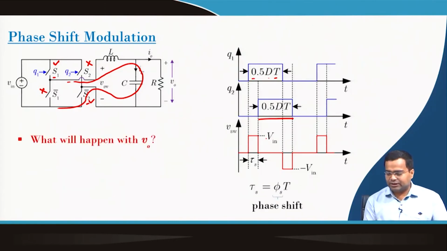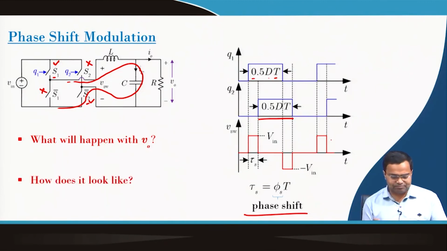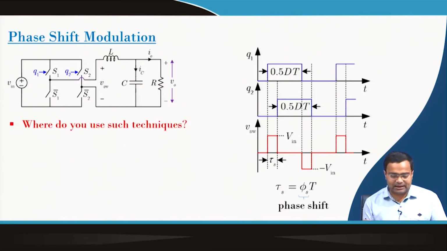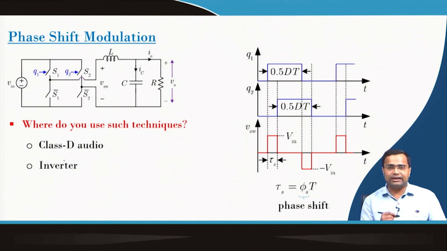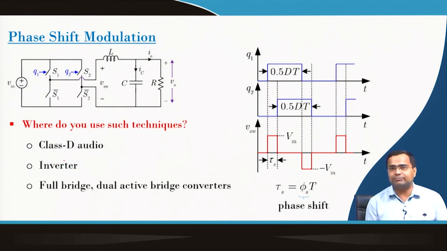So, with this you can vary the phase shift, and then accordingly we can change the width of the pulses. So, this is typically used. Where do we use the technique? Like in a class D audio amplifier, inverter circuit, full bridge and dual active bridge converter. In fact, if you generate a positive phase shift, then the power will flow from left to right for the dual active bridge. If you generate a negative phase shift, power will flow from right side to left side, and that is used for bidirectional power conversion.